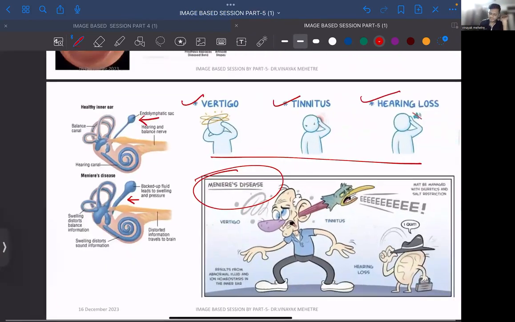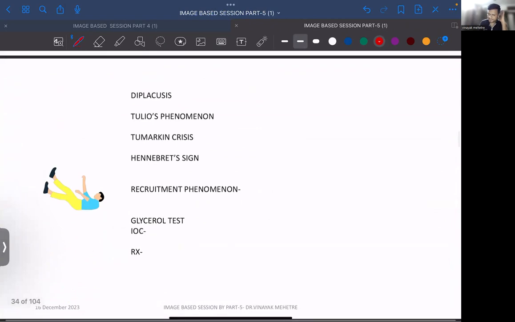What happens in Meniere's disease? नाम सुने होंगे डिप्लाकोसिस, right? D means double. Double का मतलब होता है two sounds we will hear. Then comes Tullio's phenomena. What will happen? As soon as he will hear a voice, loud voice, there will be vertigo.